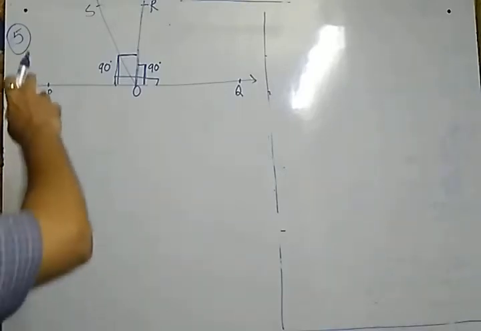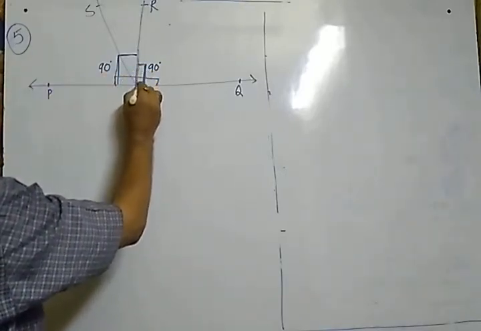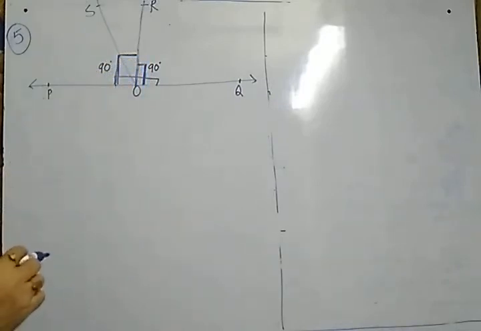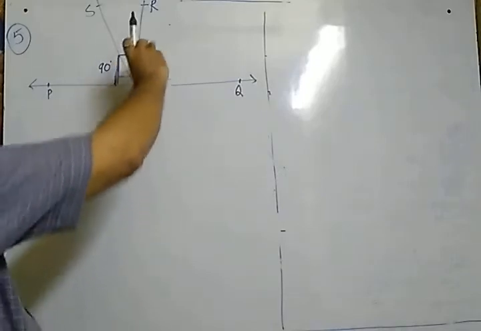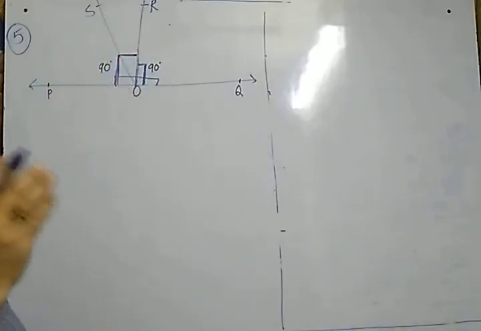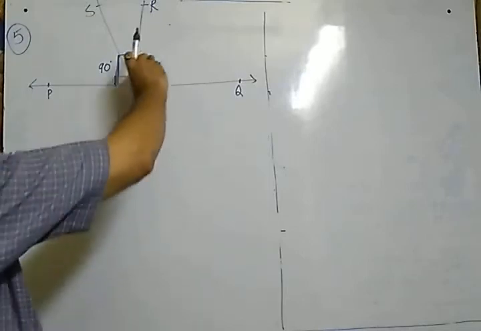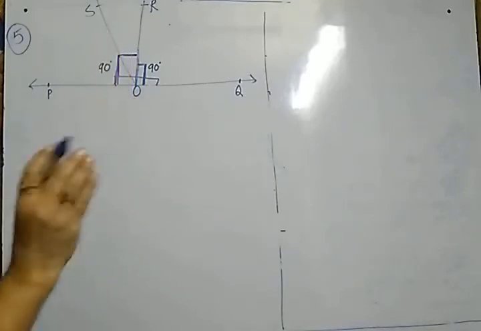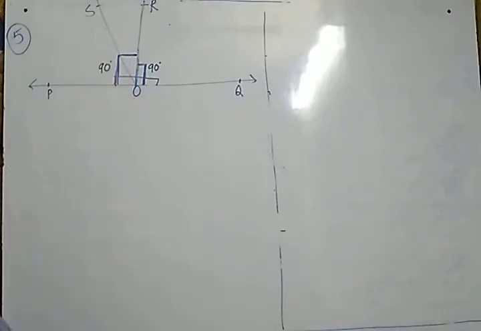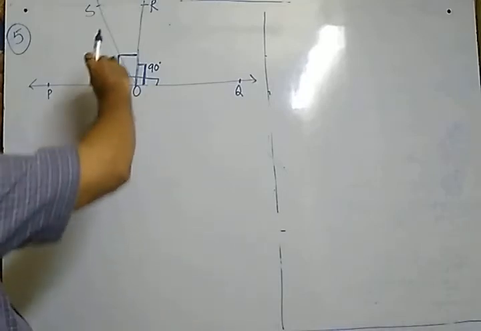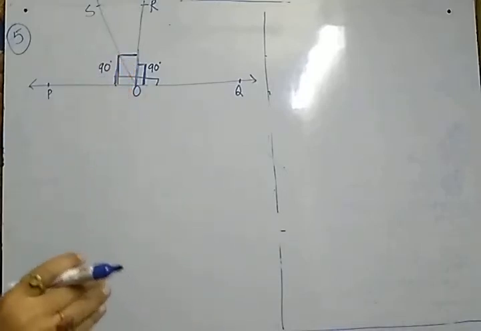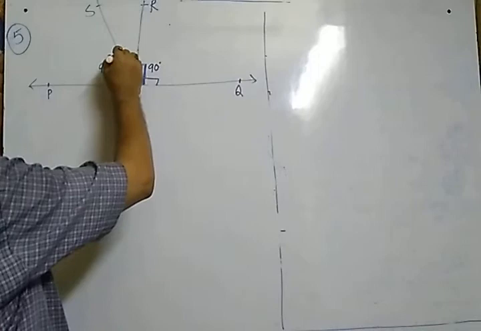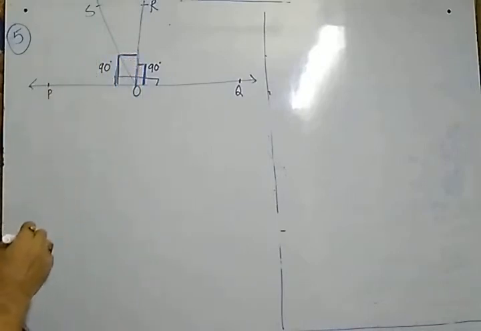So according to the question, if this angle is 90 degree, this angle will also be equal to 90 degree. According to the property of linear pair, this angle plus this angle will be equal to 180 degree. This one is 90 plus this angle equal to 180 degree. So this angle equals 180 degree, and 90 degree will be transposed, so that will be minus 90 degree. So this angle will be equal to 180 degree minus 90 degree, that is equal to 90 degree. So this angle itself is 90 degree.